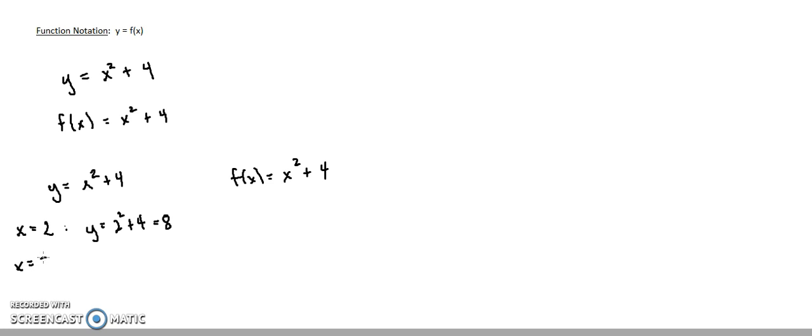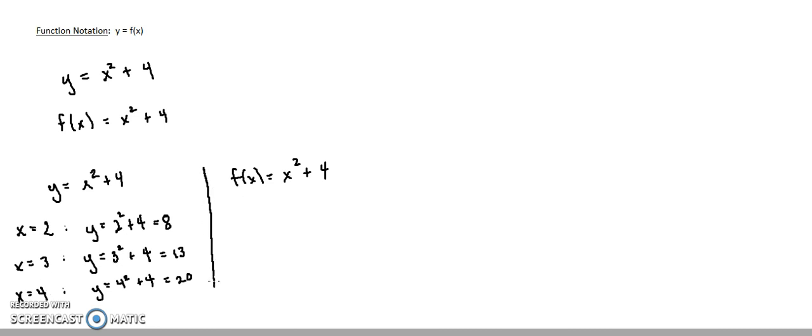And let's say that we want to do x is equal to 3. So we would plug 3 in. 3 squared plus 4. So that's going to be 9 plus 4 is 13. And let's say we want to do x is equal to 4. So y is equal to 4 squared plus 4. 16 plus 4 is 20. Okay, so this might be what we did before, or we might have set up a table to keep track of our x and y values. Now with function notation, let me draw a little line here to separate them. With function notation, we can do that all in one step.